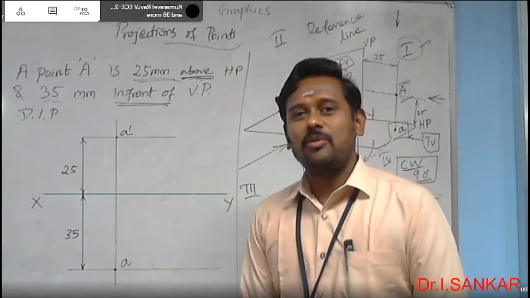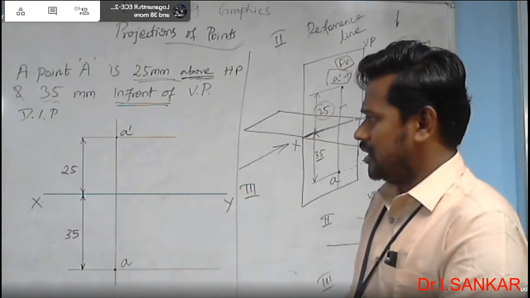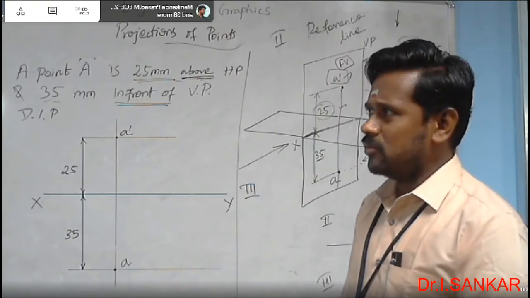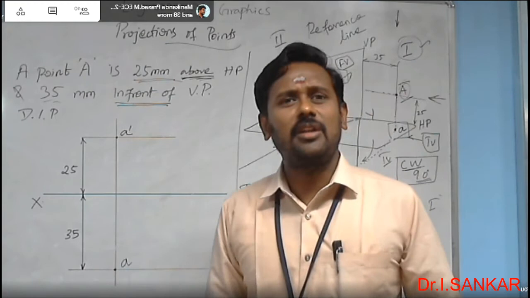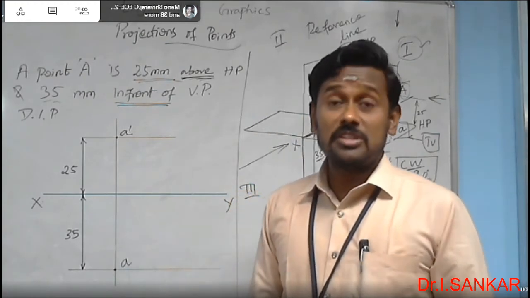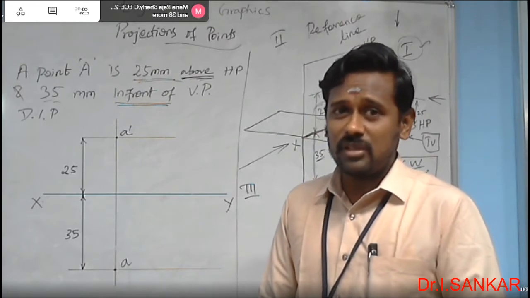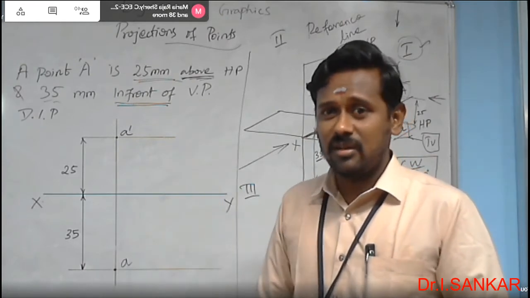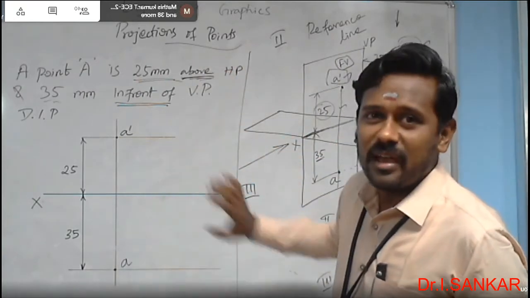Now we worked with the first quadrant. So the answer is like that. Then you may ask a question: always the front view is above xy and the top view is below xy. It's based upon the quadrant. You will realize that when we are working with the other quadrants in the further times. Okay. For this question, this is the answer.